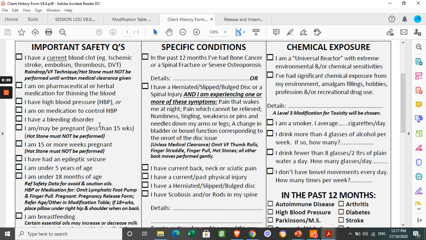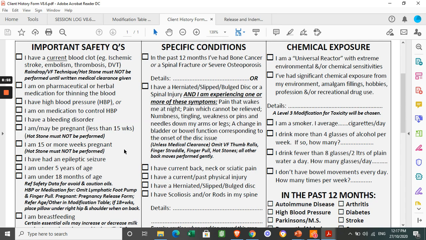We want to know if they have a bleeding disorder, because if they have a bleeding disorder, then we're not going to perform hot stone on them. We want to know if they're pregnant, less than 15 weeks. We're not going to perform hot stone if a person's pregnant, whether they're less than 15 or more than 15 weeks pregnant. And this is due to the heating up of the body and the body's natural body temperature. Pregnant women sometimes hold anywhere between 5 and 8 degrees more for their body temperature than the average person, and hot stones are going to raise that up.